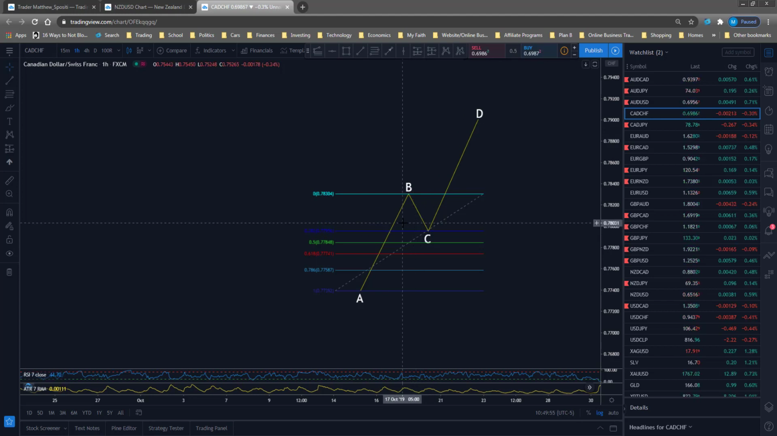You're never going to find a perfect ABCD pattern, or at least very rarely. Generally speaking, what makes up the ABCD pattern is that the A to B leg is the same distance, the same length as the C to D leg, okay? So these two are actually clones of each other, and I'll show you that right here.